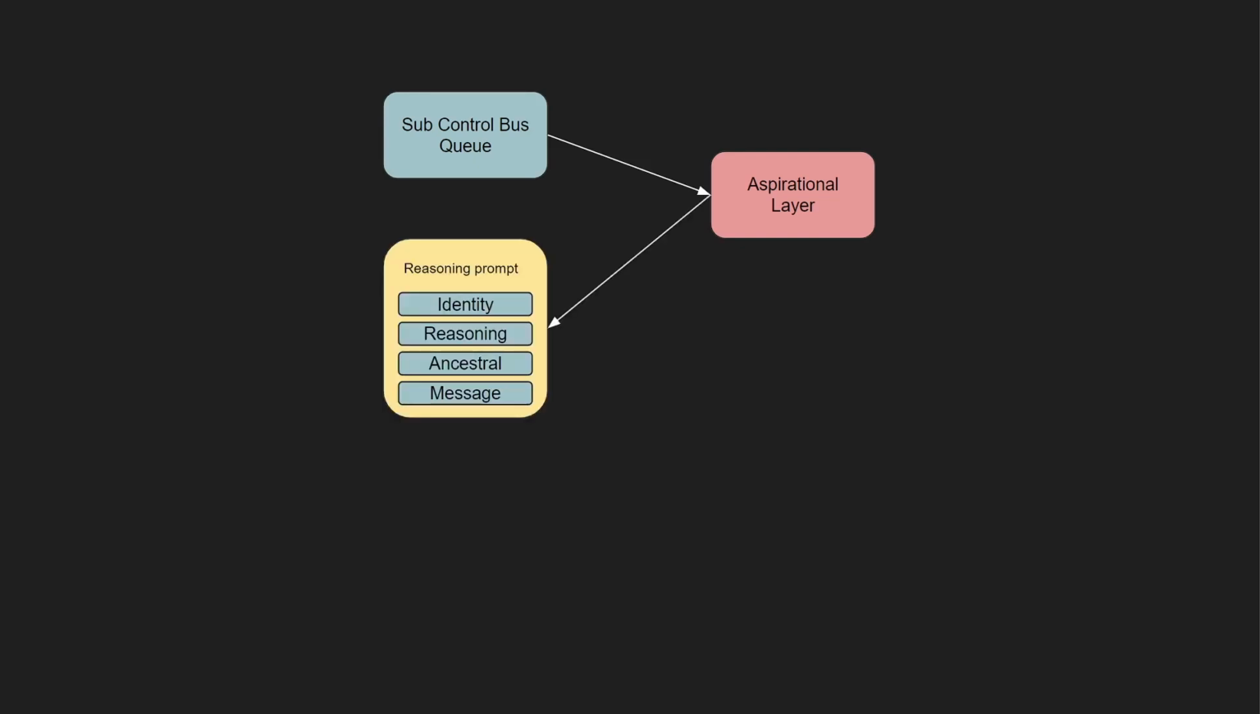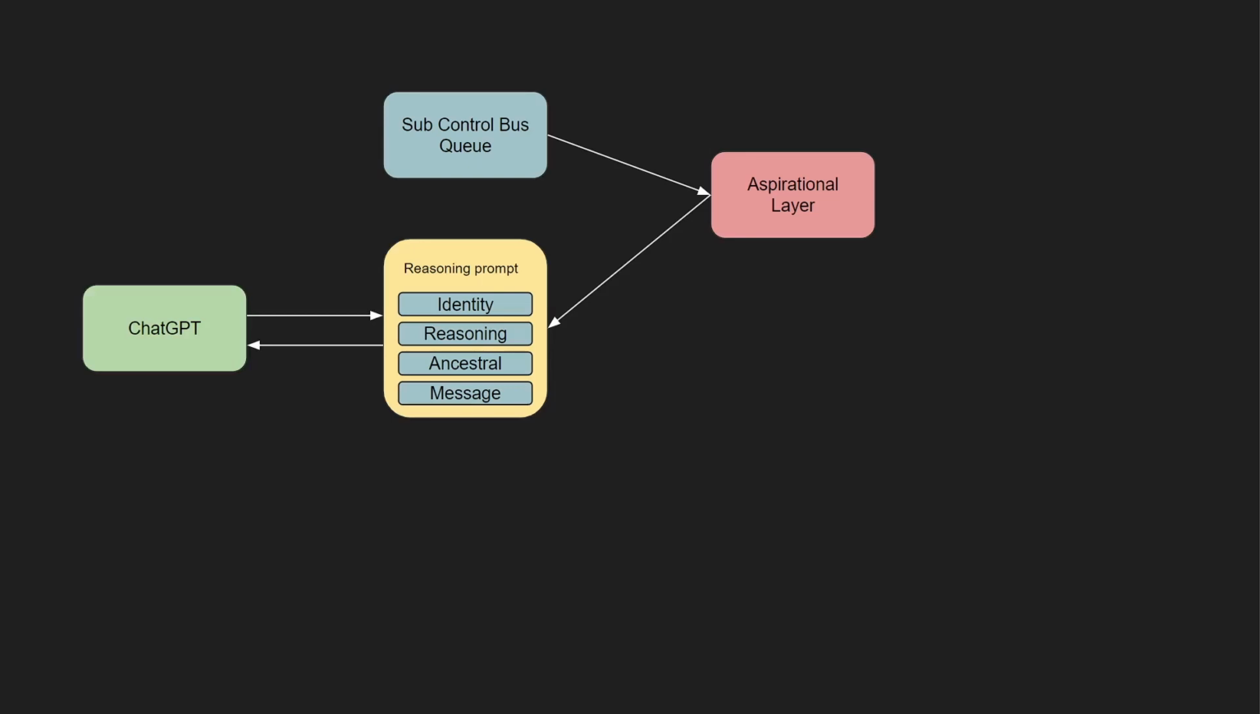Starting from the control bus queue for the aspirational layer, the queue receives a message from the mission endpoint, which then redirects to the aspirational layer. Once the aspirational layer receives a message, it uses the message as context in the identity, reasoning, and ancestral prompts as the system messages, and then prompts ChatGPT to generate a message to reason about the message received.